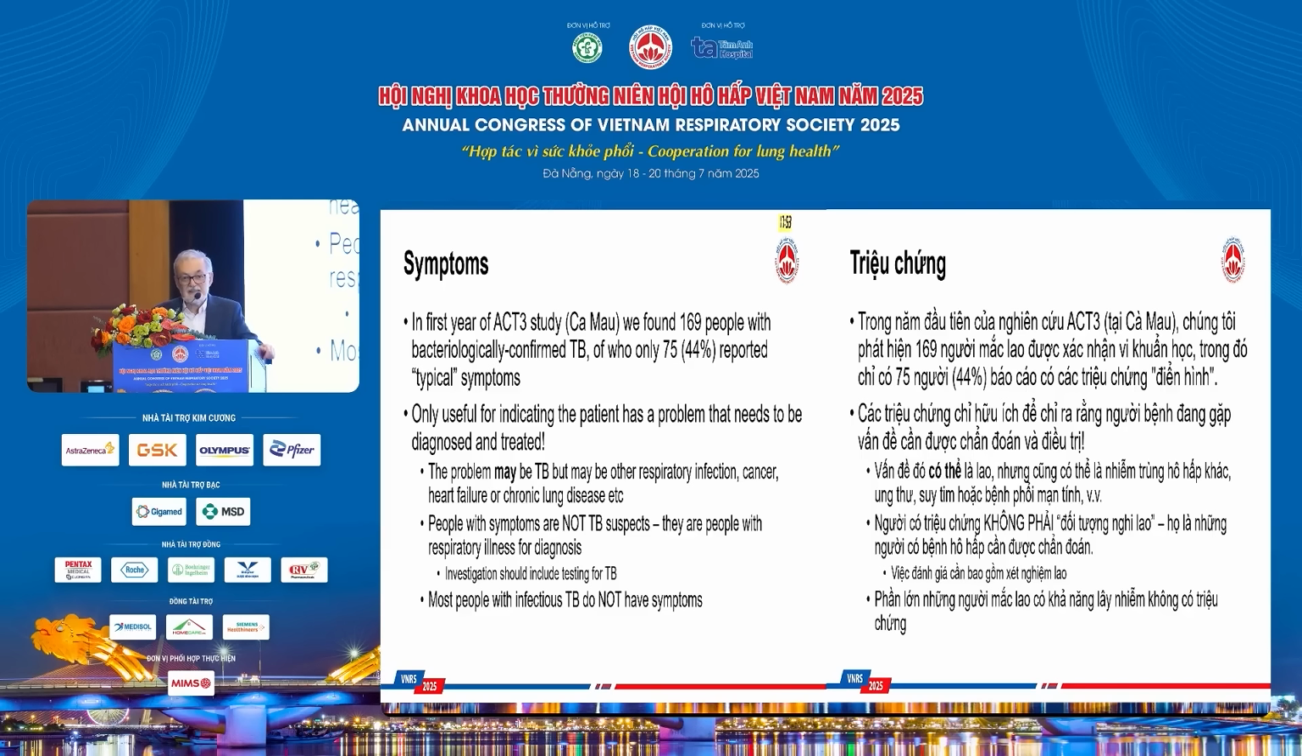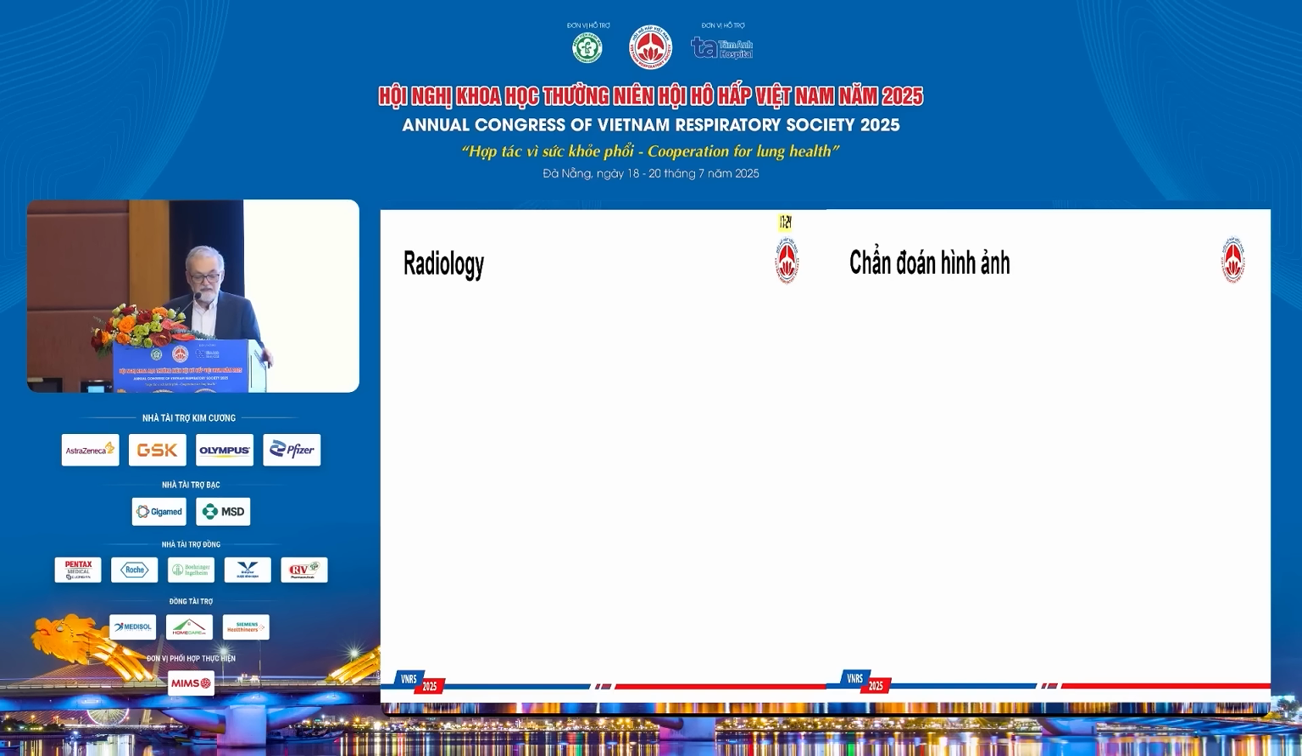The other reason is because it's inaccurate. Most people, as I said earlier, most people who have cough, shortness of breath, or weight loss do not have TB. They have some other problem. So we need to think of them as patients who have a problem and need a diagnosis, not as suspects for anything. So that's symptoms. As you see, symptoms are useful for bringing people to attention that they need investigation, but not useful for the diagnosis of TB.